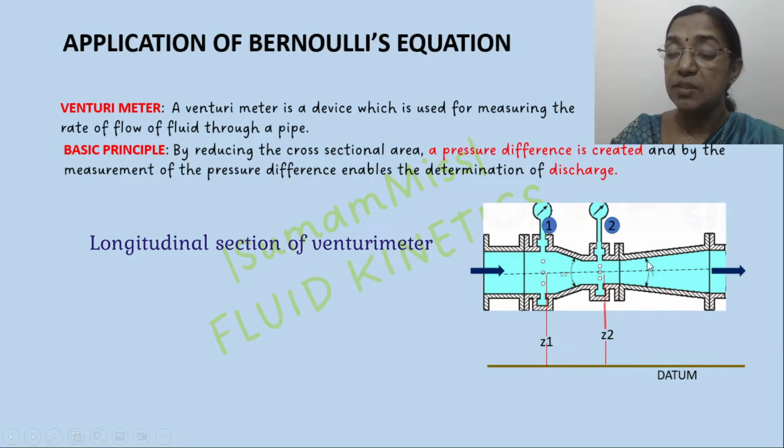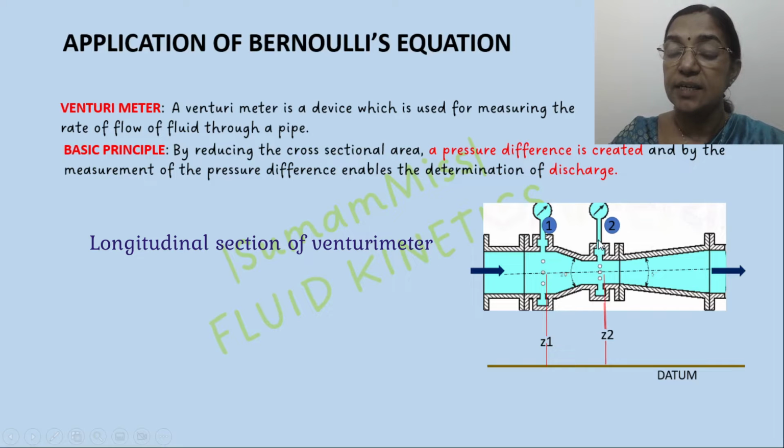Because of the increasing cross-sectional area, there is a chance of flow separation. So in order to avoid the flow separation, we provide enough length for the divergent cone so that the flow closely follows the boundary. So there is no separation of the flow when it passes from the throat to the divergent cone. That will increase the efficiency of the flow measurement.